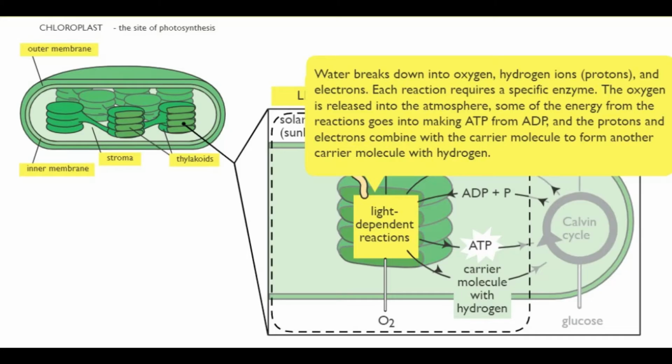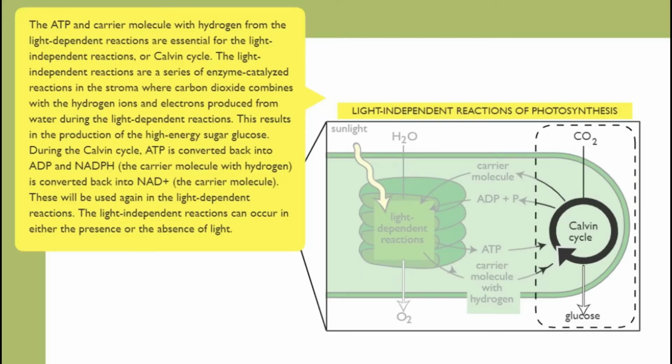Now, if we look over here, we're looking at light-independent reactions of photosynthesis, which is the Calvin cycle, which you'll see is dotted circled. Now, the ATP and carrier molecule with the hydrogen from the light-dependent reactions are essential for the light-independent reactions, or the Calvin cycle. The light-independent reactions are a series of enzyme-catalyzed reactions in the stroma, where carbon dioxide combines with the hydrogen ions and electrons produced from water during the light-dependent reactions.